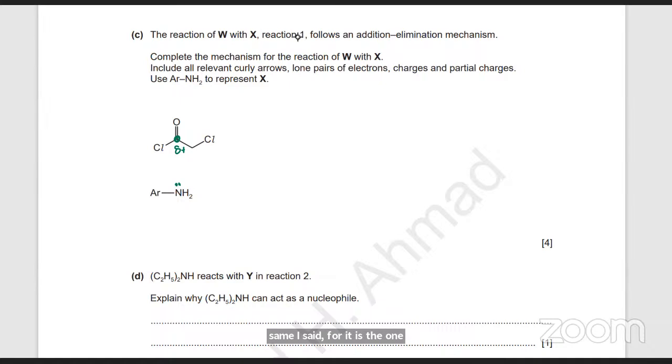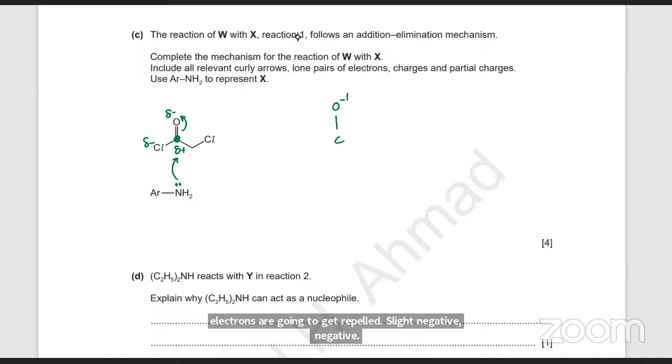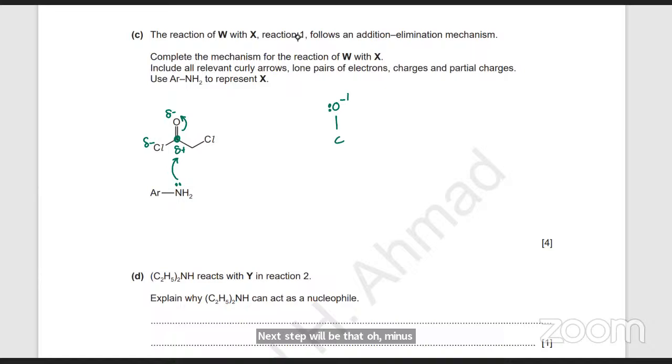So the N lone pairs are going to get attracted to it. The electrons are going to get repelled. Slight negative, slight negative. Next step will be that O minus one, the Cl. The N has bonded.